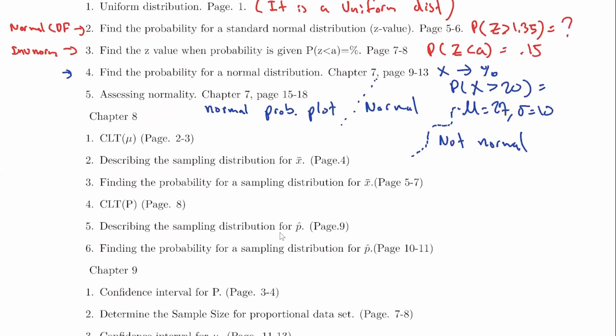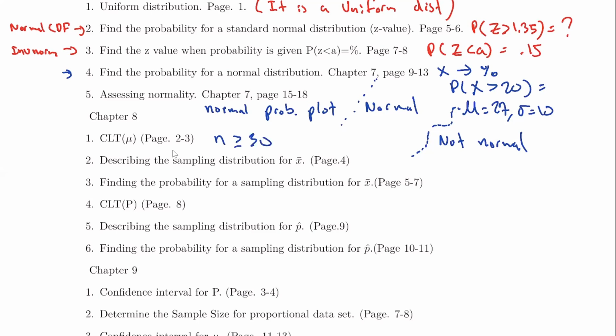For chapter 8, it says CLT, which hopefully you know stands for central limit theorem. It says central limit theorem for mu. So for the central limit theorem for mu, what's the only condition that you have to check for? Start with an N. So what does the central limit theorem say about the mean? Cool, perfect. Well, not greater than, but greater than or equal to 30.